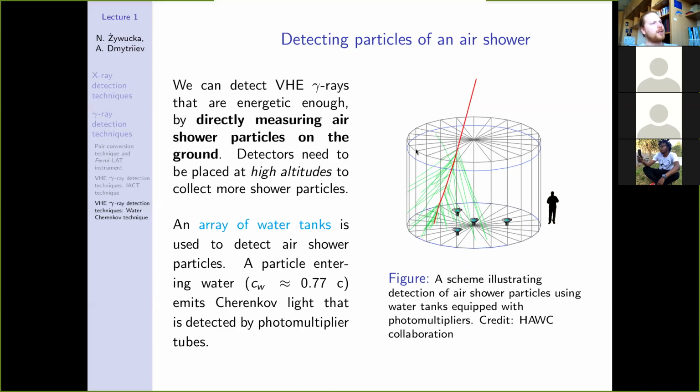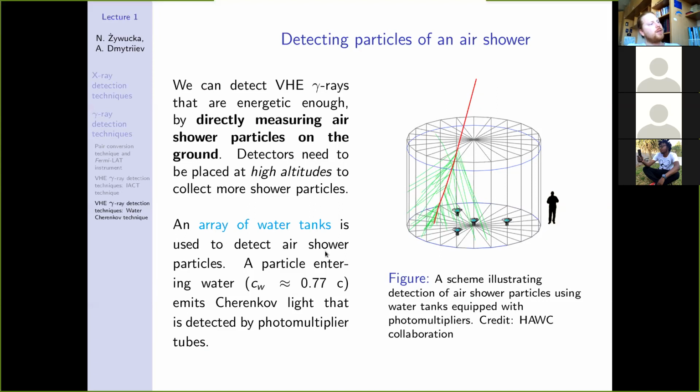So typically it's a metal tank filled with water. An array of water tanks is placed over the Earth's surface, and particles traverse the water tanks. As high energy particles from the air shower move, they are much faster than the speed of light in water.